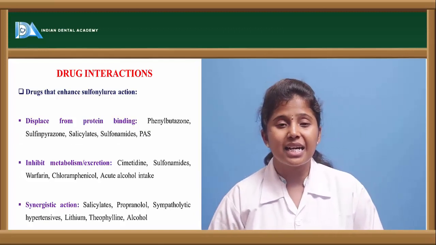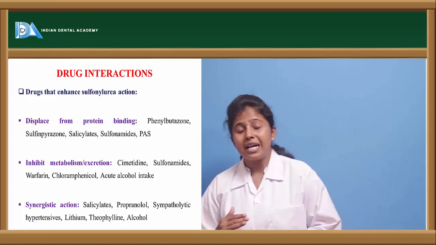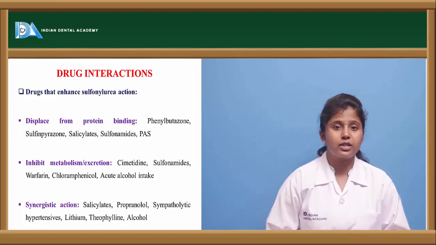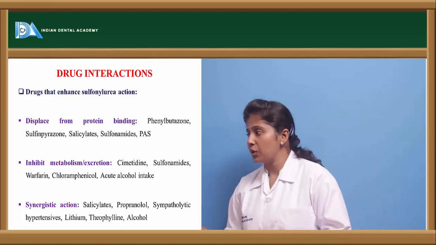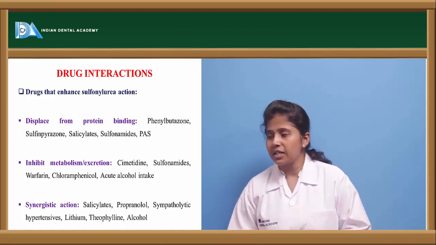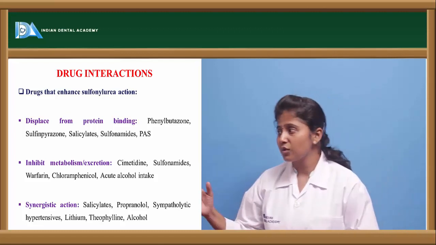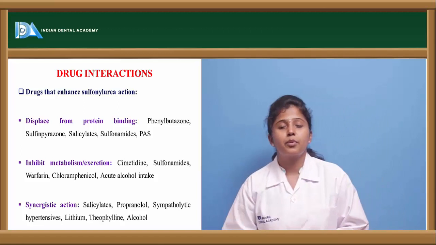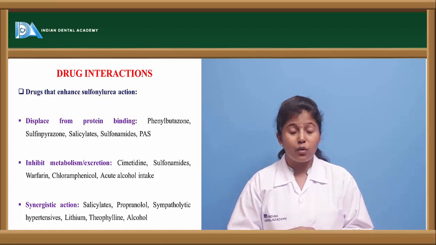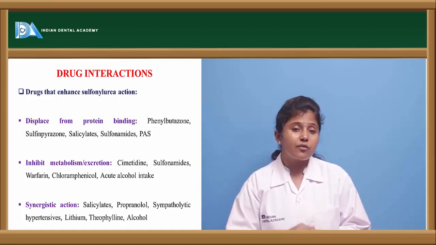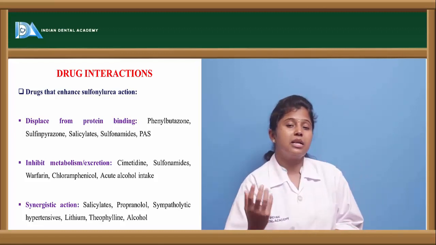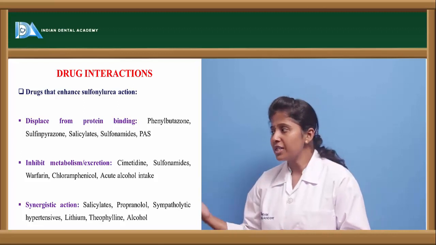These sulfonylureas have various drug interactions. There are a few drugs which enhance the action of sulfonylureas, and a few drugs which inhibit the action of sulfonylureas. The drugs which enhance the action of sulfonylureas are phenylbutazone, sulfinpyrazone, salicylate, sulfonamides, and para-aminosalicylic acid. These are the drugs which displace sulfonylureas from protein binding. As these sulfonylureas are 90% plasma bound, these drugs won't allow them to bind to the plasma proteins, and thereby they are available in the systemic circulation, and their action is enhanced.